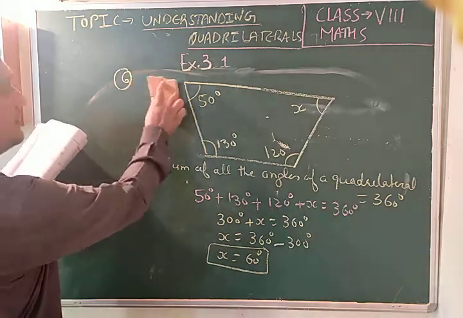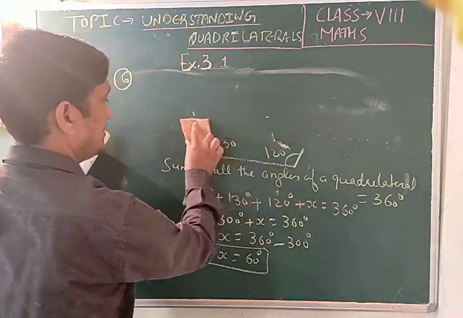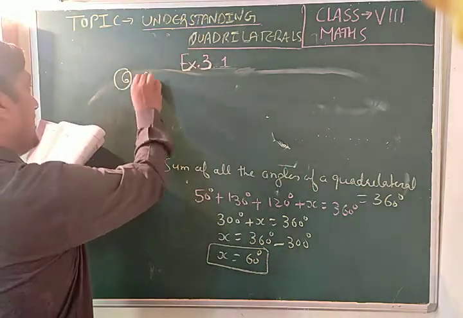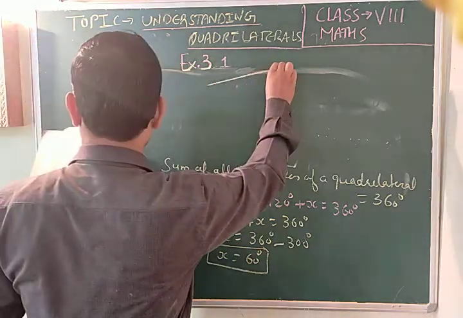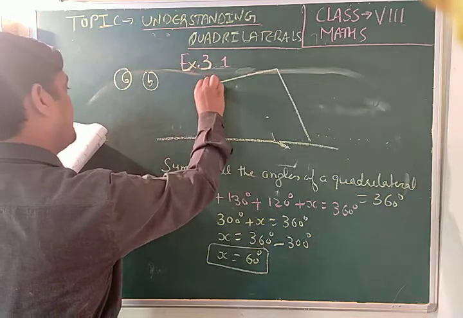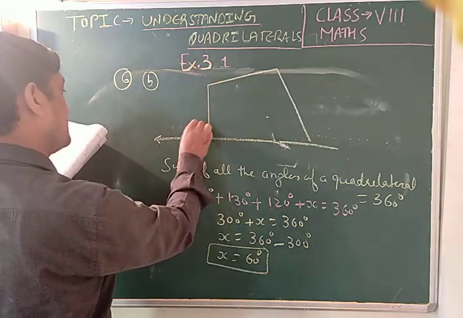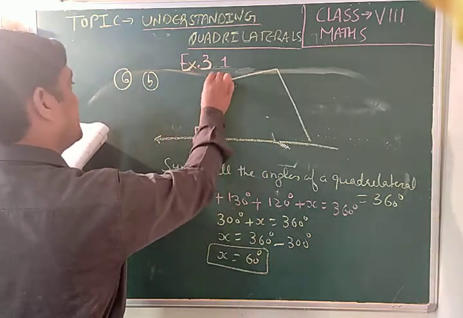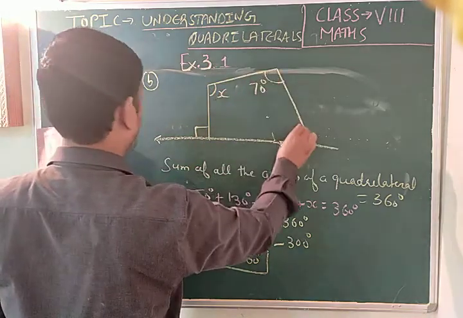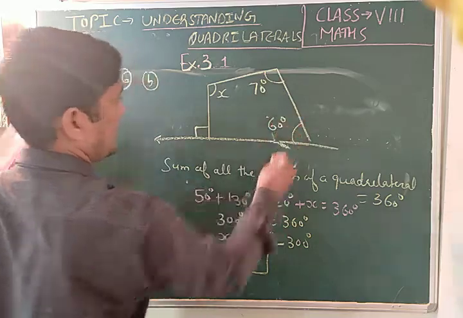B part. In the B part we have a figure like this. This is 90 degree. This we have x. Here we have 70 degree. Here we have 60 degree.